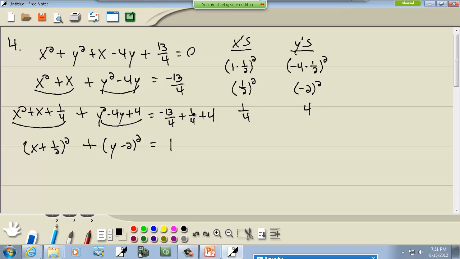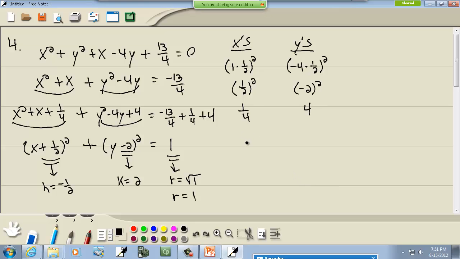Let me see if that's right. Negative 12 over 4, negative 3. Yeah, that's correct. And this is now in standard form. Now our h is again what's with our x and its opposite sign. So h is negative 1/2. k is what's with our y and its opposite sign, so it'd be positive 2. And this is r squared, and we take the square root of whatever number's there. But in this case, the square root of 1 is just 1.